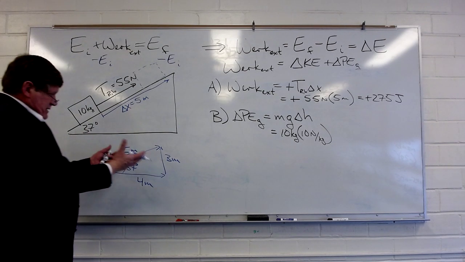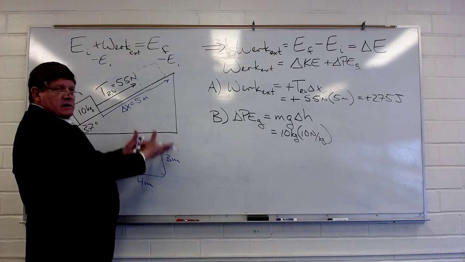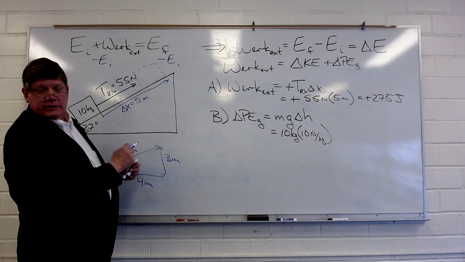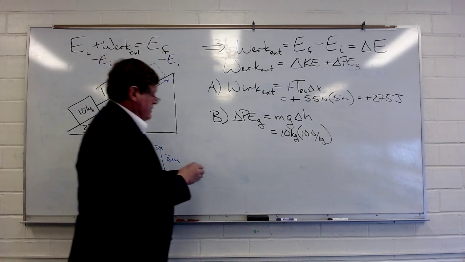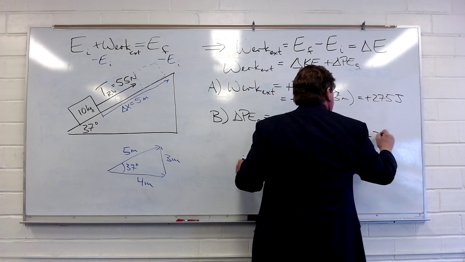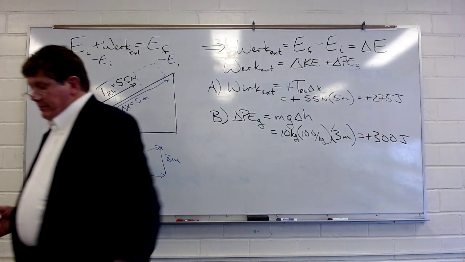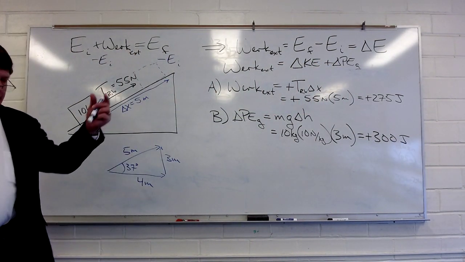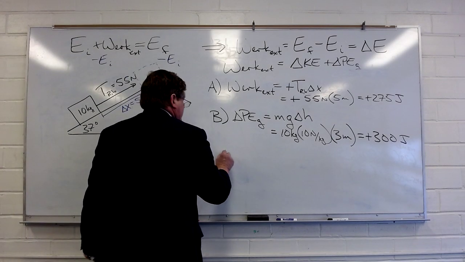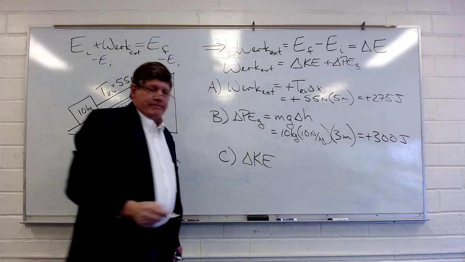Now, the change in gravitational potential energy only depends on how much your elevation changes, how much further you are from the center of the earth. And so that's going to be the 3 meters, and that's going to be a positive 300 joules. And you would expect that to be a positive change because you're getting further away from the center of the earth. Well, now, part C is asking for the change in kinetic energy.